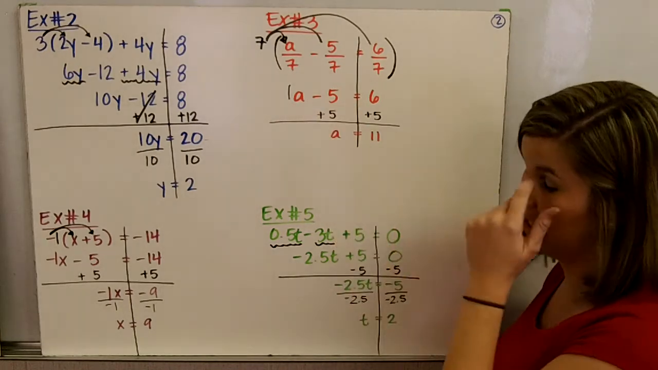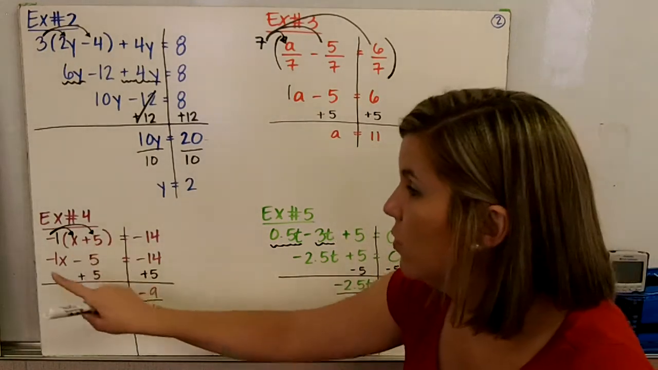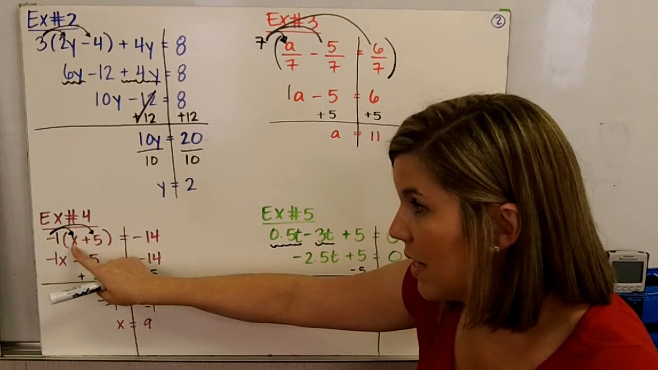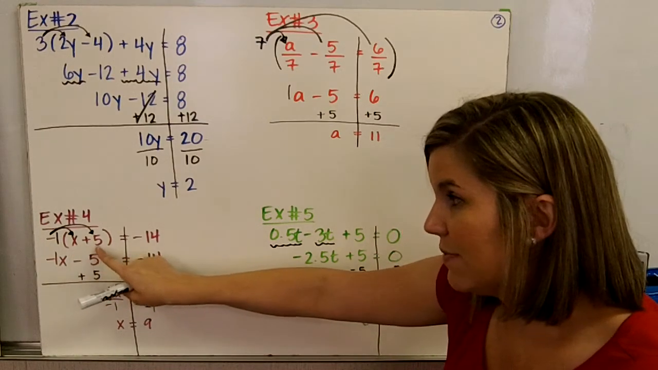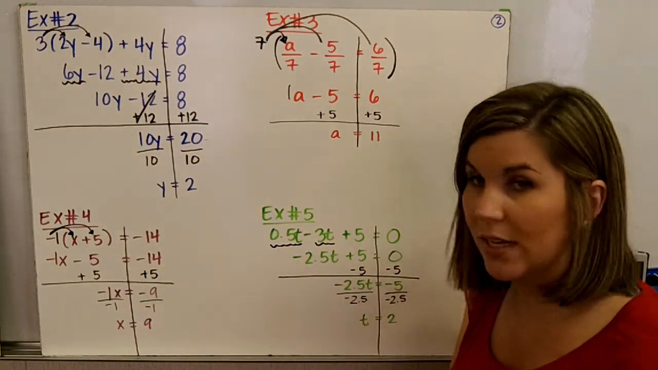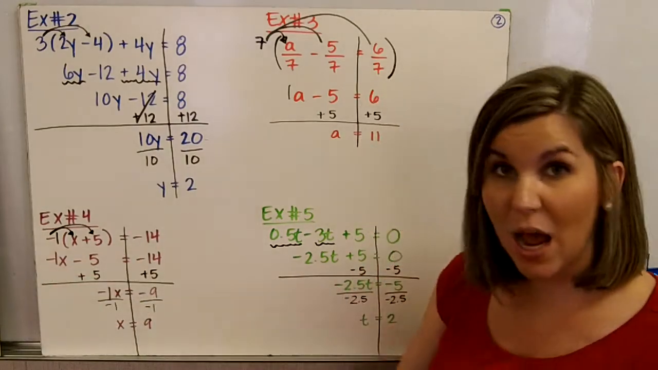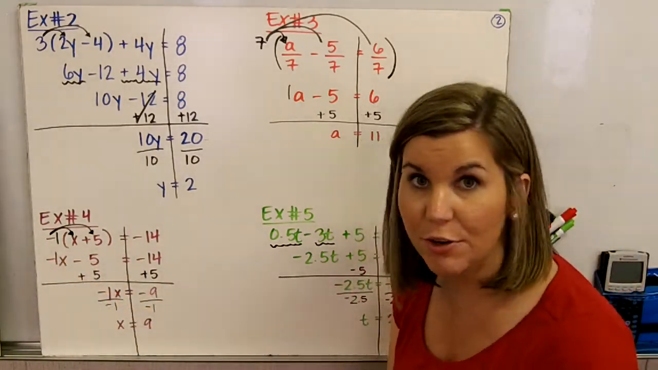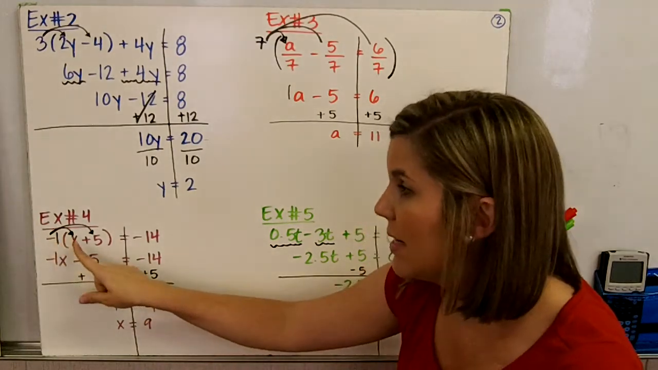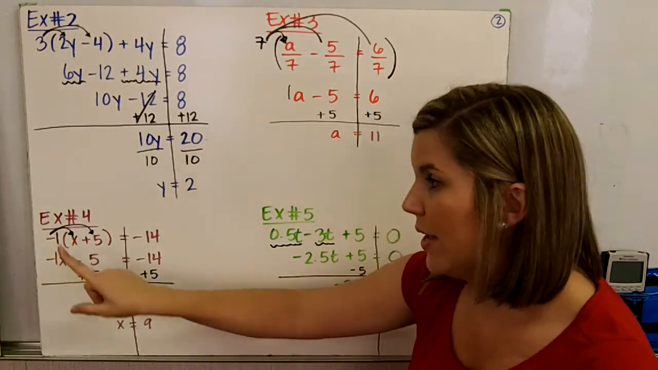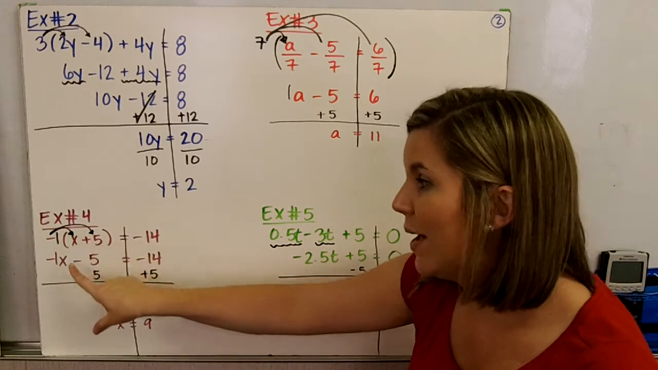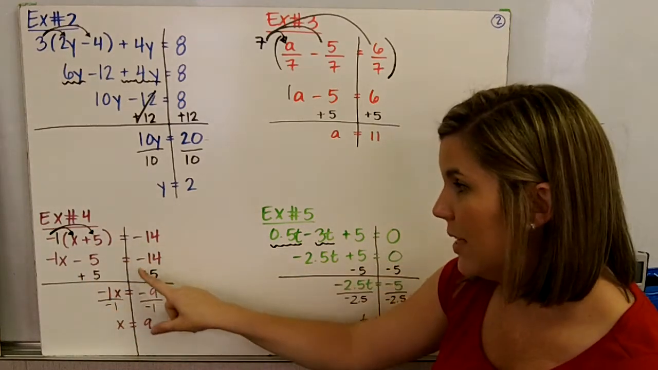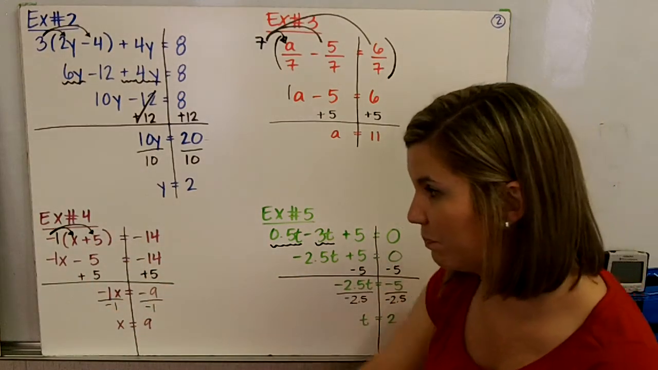And you can substitute to check. Example 4. Negative times the quantity x plus 5 equals negative 14. So this negative means the opposite of, and if you don't see a number with that negative sign, you know there's a 1 there. So negative 1 times x is negative 1x. Negative 1 times 5 is negative 5, equals negative 14 still.